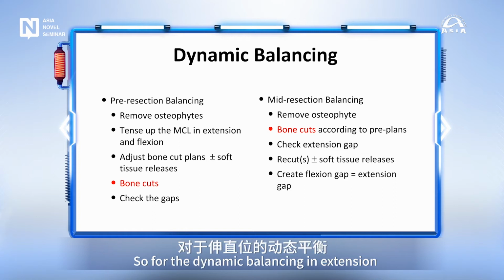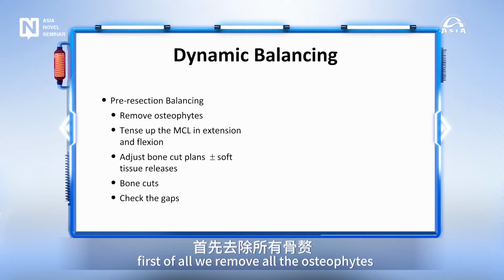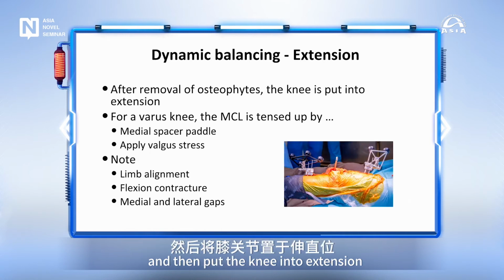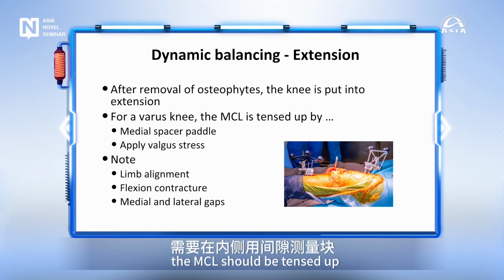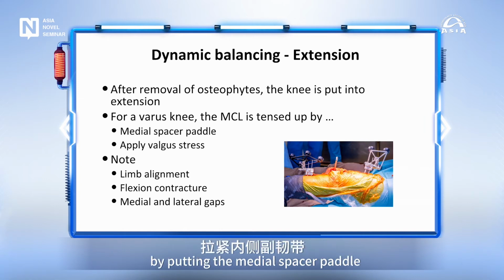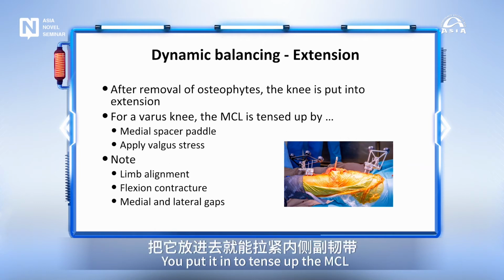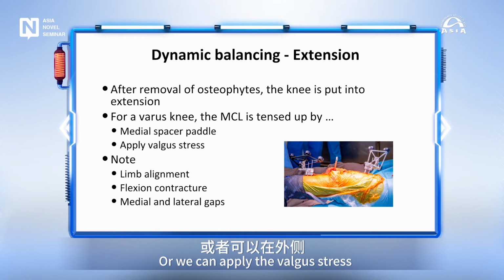So for the dynamic balancing in extension, first of all, we remove all the osteophytes and then put the knee into extension. For a varus knee, which is very common in Asian patients, the MCL should be tensed up by putting the medial spacer pedal. It's like a spoon, you put it in to tense up the MCL, or we can apply valgus stress on the lateral side.